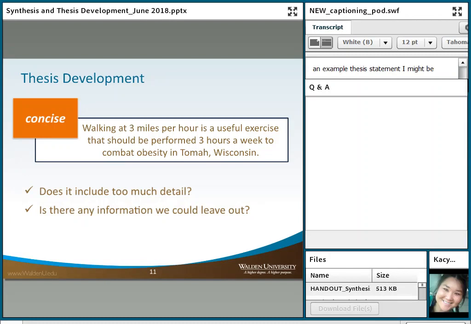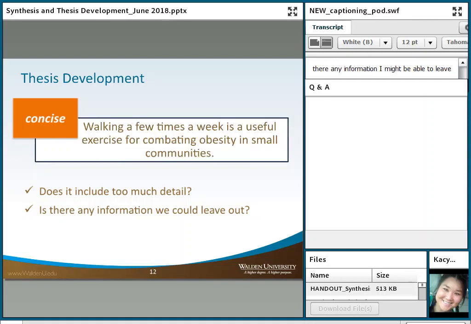So the first part is about being concise. Here's an example thesis statement that I might be working with. Walking at 3 miles per hour is a useful exercise that should be performed 3 hours a week to combat obesity in Toma, Wisconsin. So I have my thesis statement there, and I'm going to ask myself, does it include too much detail? Or is there any information that I might be able to leave out? So you can think about that yourself with that thesis statement that I've just given you.